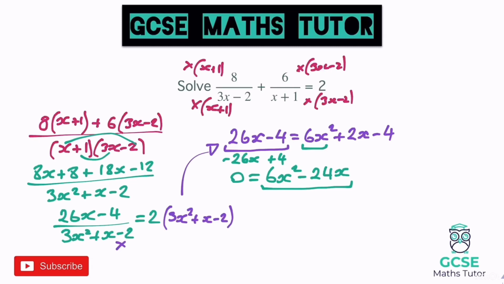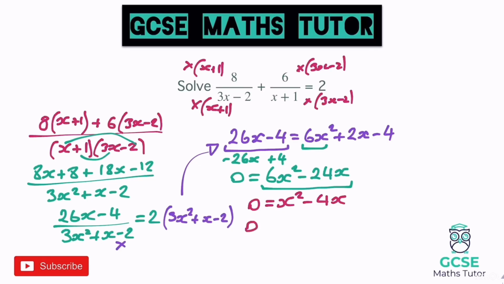So if we factorise this to start with, I could actually simplify it. I could divide both sides by 6. And if I do that, let's see what we get. Divide both sides by 6, and we get 0 equals x squared minus 4x. There we go. Now I can factorise it as well. I've just saved myself a bit of time there.